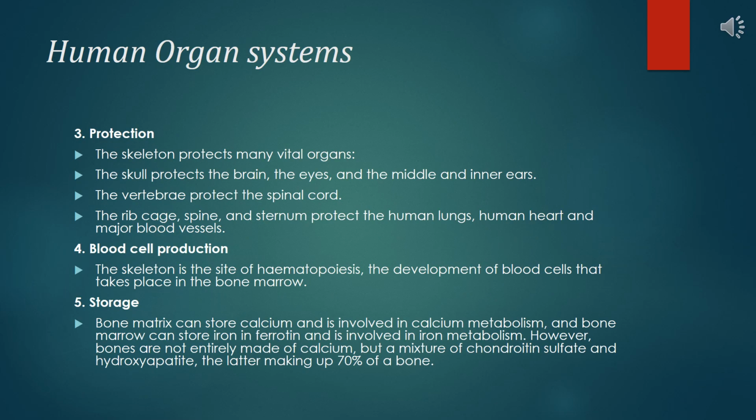3. Protection. The skeleton protects many vital organs. The skull protects the brain, the eyes, and the middle and inner ears. The vertebrae protect the spinal cord. The rib cage, spine, and sternum protect the human lungs, human heart, and major blood vessels.